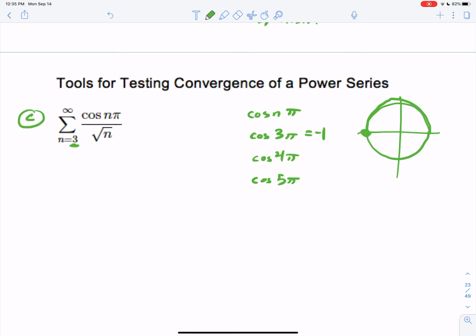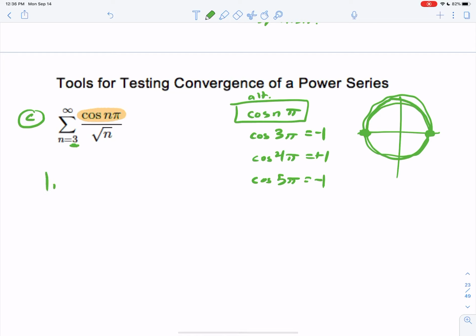Okay, just look back at your unit circle if you guys need to, okay? So if I go to 4 pi, cosine of 4 pi is actually +1. And cosine of 5 pi is actually -1 again. So notice how this factor here actually causes it to alternate, okay? So it doesn't look like -1 to the something power. It's just disguised a little bit. So that is our alternating piece.